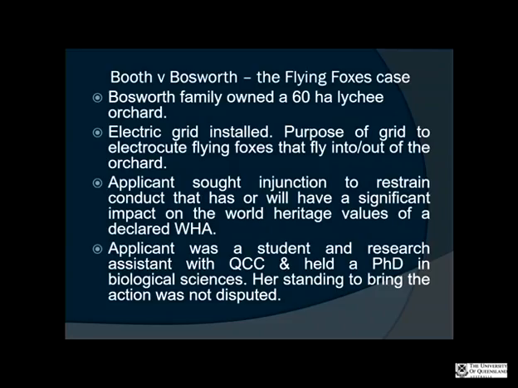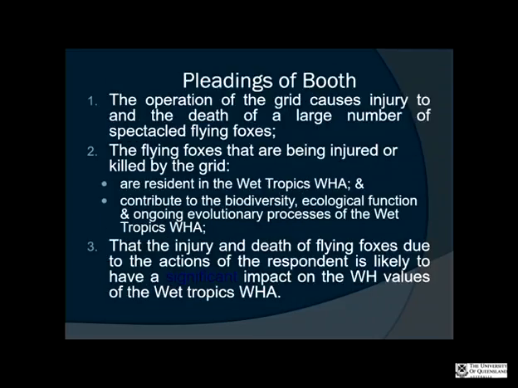She was a research assistant with the Queensland Conservation Council. She held a PhD in biological sciences, and that's why she was allowed standing to come before the court and make this challenge, because she had a specific interest in these particular matters.